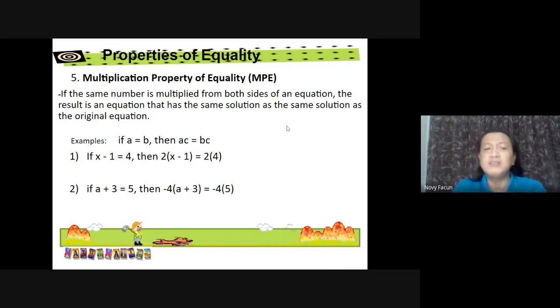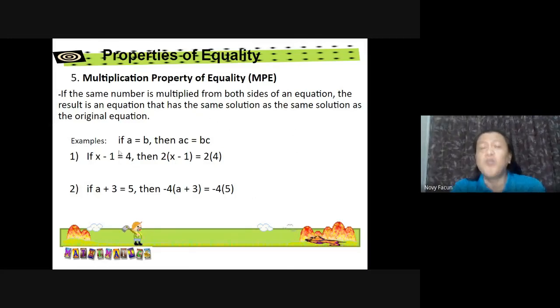Next, we have multiplication property of equality. Ano naman ang ibig sabihin ng multiplication? So, if the same number is multiplied from both sides of the equation, the result is an equation that has the same solution as the original equation. So, pag sinimplify natin yan, kahit anong number, any number being multiplied, dapat pares lang din mo multiply sa left and right side. If you multiply 5 on the left side, dapat pares lang din sa kanan.